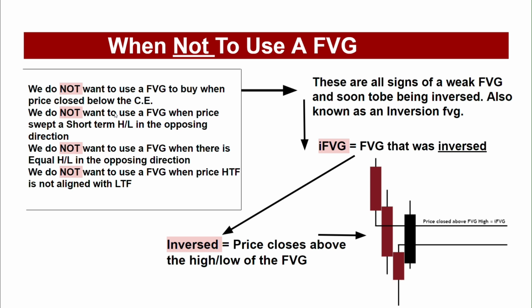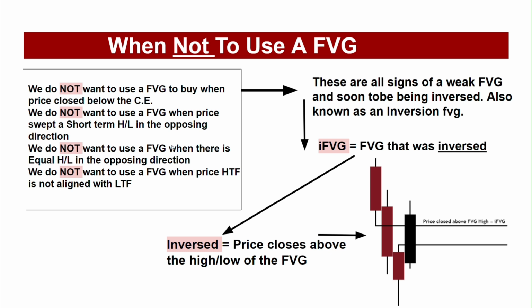Next, we don't want to use a fair value gap when price swept a short-term high or low in the opposing direction. So if we're on the high time frame and we're looking to buy off of a fair value gap, a BISI, then we have to understand the high time frame narrative. And we also have to understand if the high time frame just swept a high. If price just swept the liquidity of a buy side and we're retracing back in, it's not going to be as high probability because we understand that the high time frame sweep means that we might go lower. We might look for sell side liquidity now.